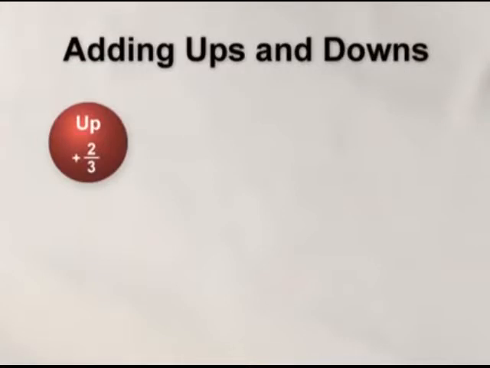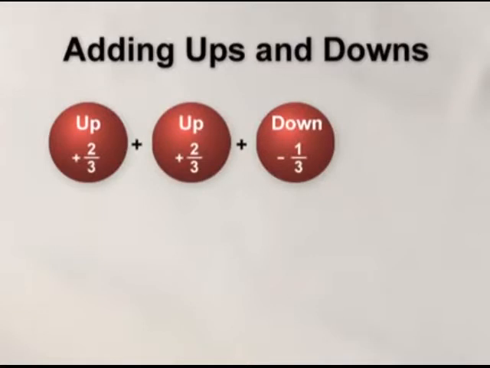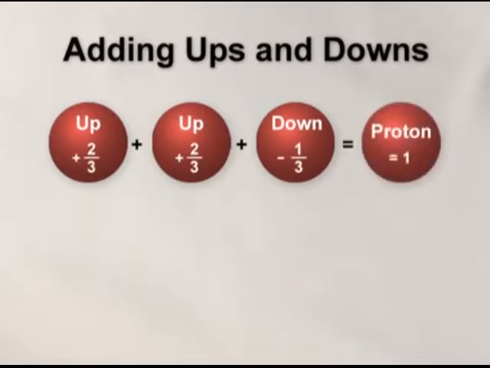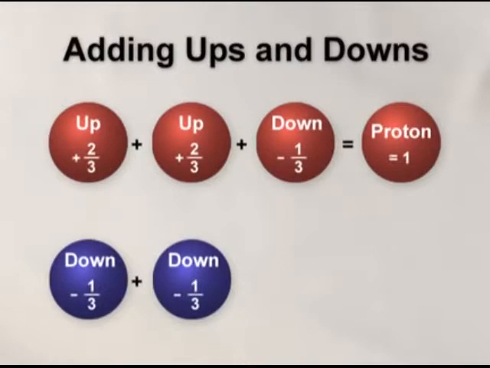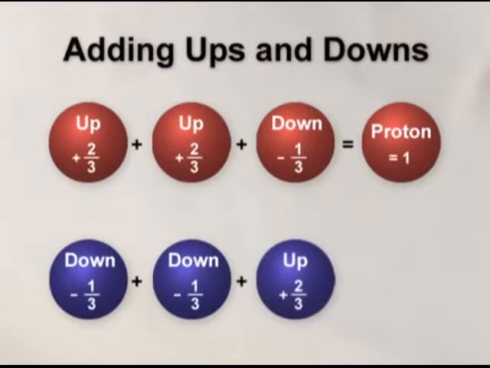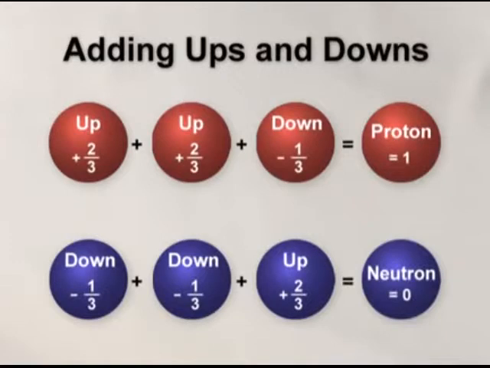Now, here's the way it works. The ups are worth plus 2/3 charge. Each up is a plus 2/3 charge. Downs are a minus 1/3 charge. So the way it works is, if you have 2 ups and 1 down, that's 2 times 2/3, 4/3, plus 1/3 down. If you subtract the 1/3, you end up with 3/3, which is 1. That forms the proton. That's why protons have charge of 1. On the other hand, if you have 2 downs, minus 2/3, and 1 up, plus 2/3, they cancel each other out, and you have no charge. That's called a neutron. So your protons and neutrons are formed from the ups and the downs.